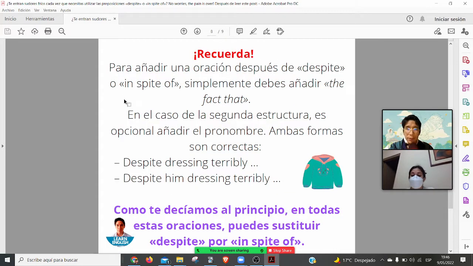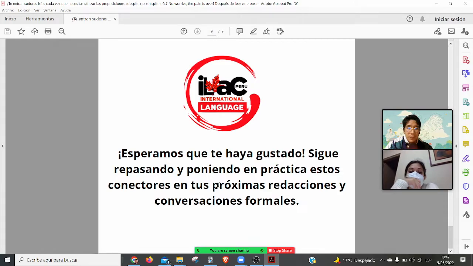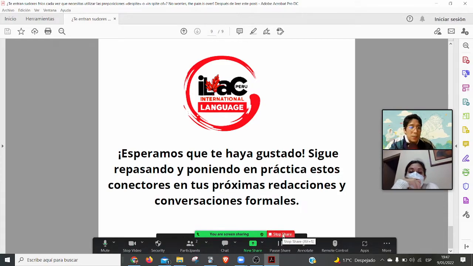Recuerda, para añadir una oración después de despite o in spite of, simplemente debes añadir the fact that. Aquí te lo he puesto con un recuerda. En la segunda estructura es opcional añadir el pronombre. Despite dressing terribly, despite him dressing terribly. Como te decía al principio, en toda oración puedes sustituir un despite por un in spite of. Ahorita vamos a practicar. Mira aquí, despite dressing terribly, despite him dressing terribly. Y hemos terminado. Súper sencillo.